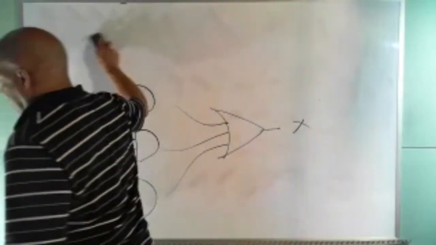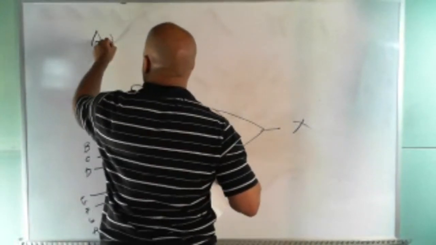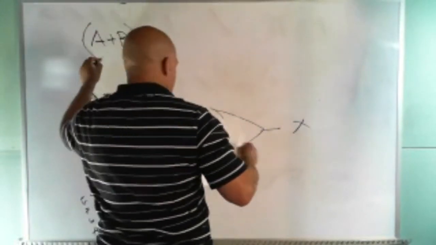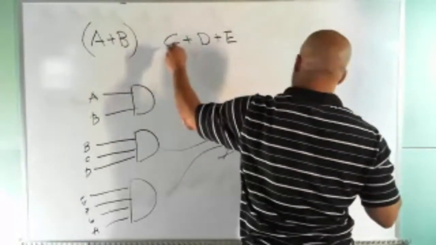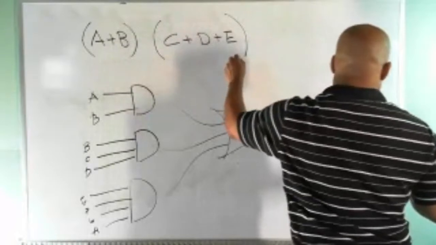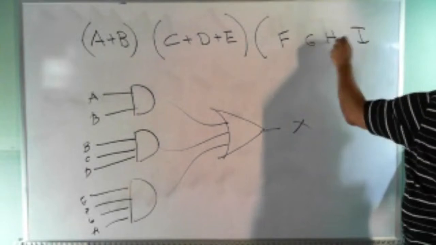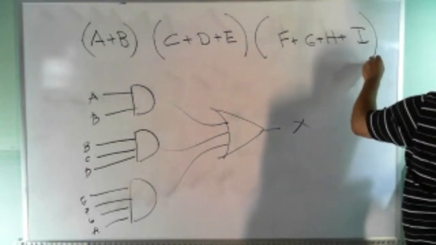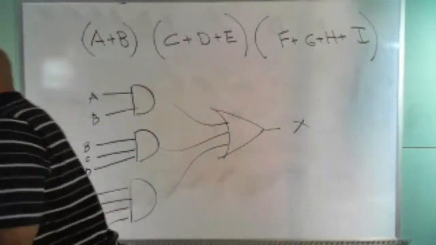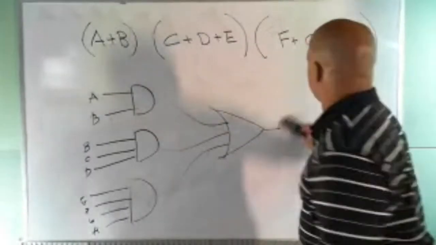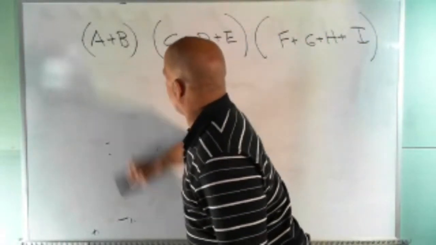And then the other one, you had this. You had A cross B. You have C, D, E crossed. And then you have F, G, H, all the way out to I. So here we have terms. Think of products. Every product is an AND gate. So I have three sets of AND gates up there. Or three input AND gate, I'm sorry.